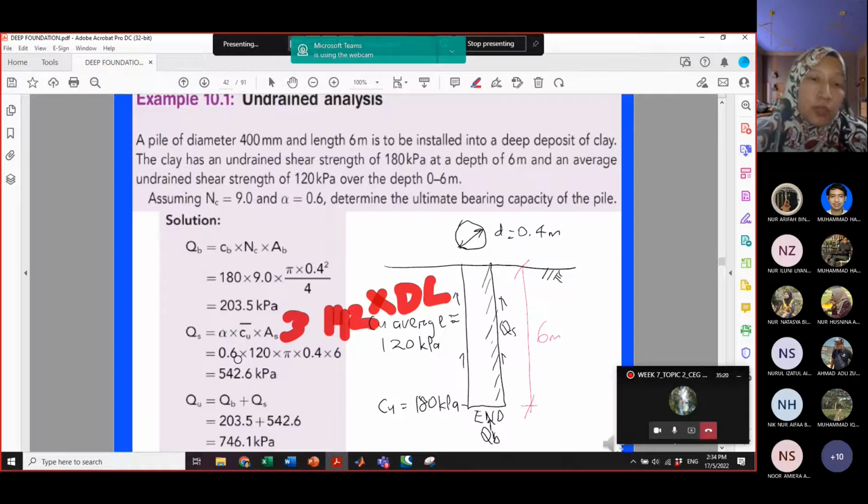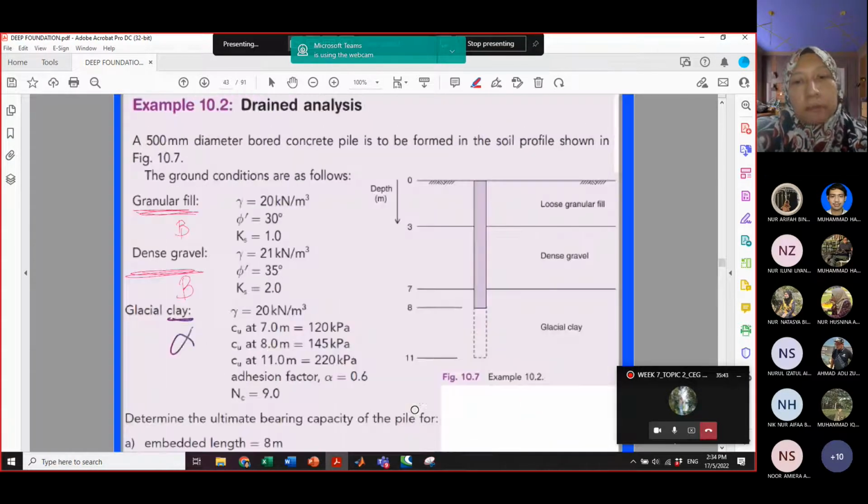So the adhesion factor is 0.6, average CU is 120. So finally we will have skin friction of 542.6. We total up to get the bearing capacity of the single pile as 746.1 kPa. It looks easy, but actually if you don't understand, it can give you the wrong answer.